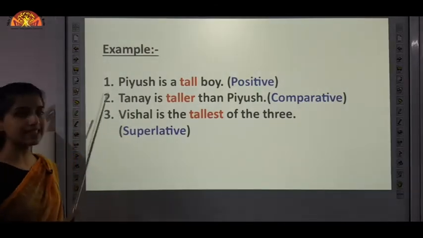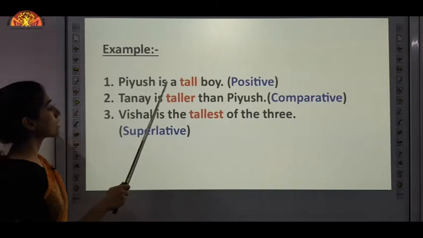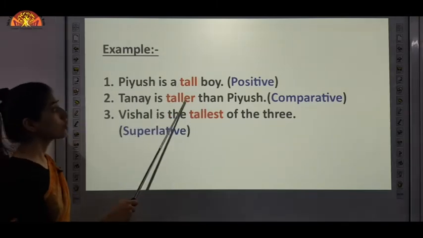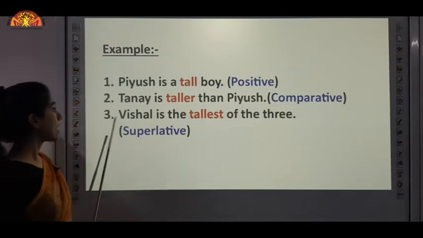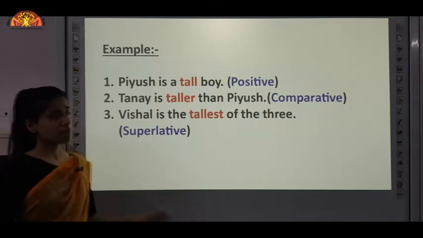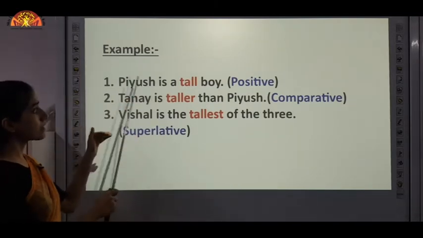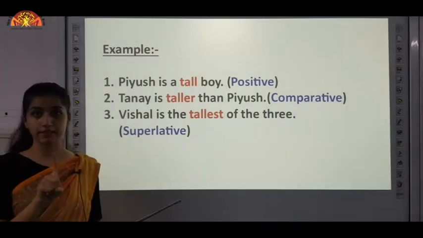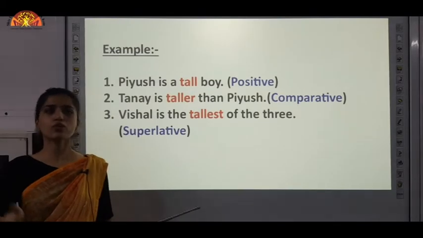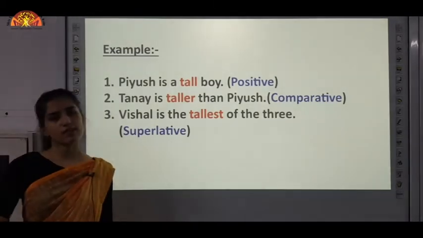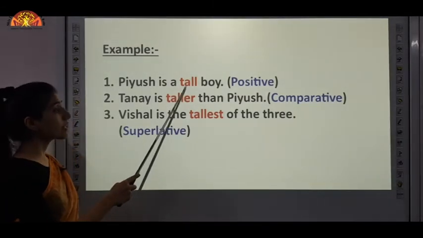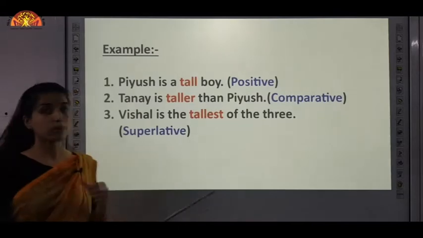You can see the 3 sentences over here. Piyush is a tall boy. Second, Tanay is taller than Piyush. And third, Vishal is the tallest of the 3. In the first sentence I am not comparing Piyush with anyone. I am just telling you what type of boy Piyush is. He is a tall boy. So it is an adjective, and the degree of this adjective is positive, because I am not comparing it with anyone.